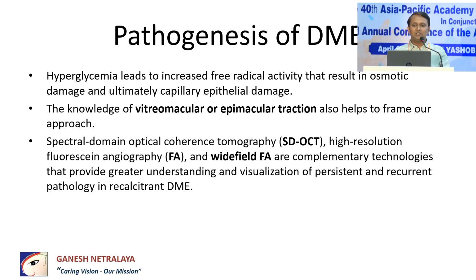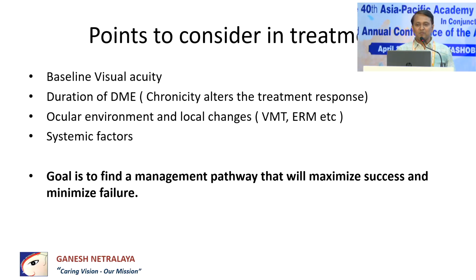This is the pathogenesis of DME which we are very much aware of. Hyperglycemia leads to increased free radical activity that results in osmotic damage and ultimately capillary epithelial damage. So we need to know the reason behind these recalcitrant cases. We need to find out various causes, like the associated tractional elements in the form of VMT or epimacular traction. This has come into use with advanced investigative modalities like SD-OCT, FA, and wide field fluorescein angiography.